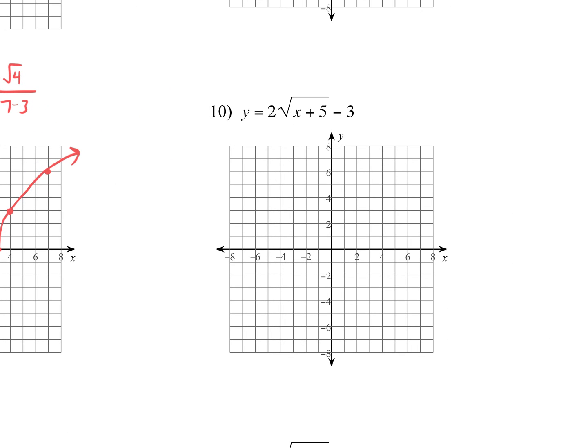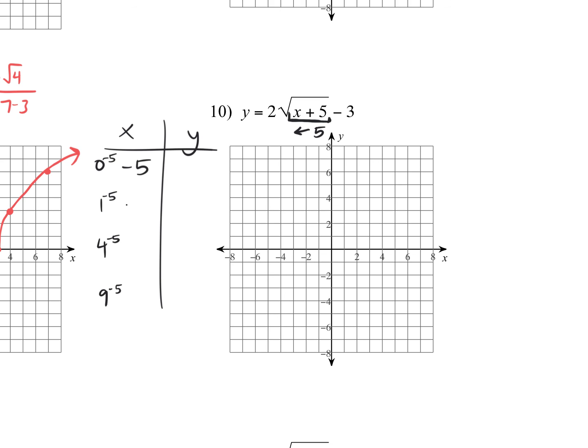Number 10, my x's and y's. The x's are going to be your normal 0, 1, 4, and 9. And then we have to see what horizontal transformation is happening. So this plus 5 here is going to be a horizontal shift left 5. That means I'm going to subtract 5 from all of these x values. And when I subtract 5, I end up getting negative 5, negative 4, negative 1, and 4. So these are my new x values.